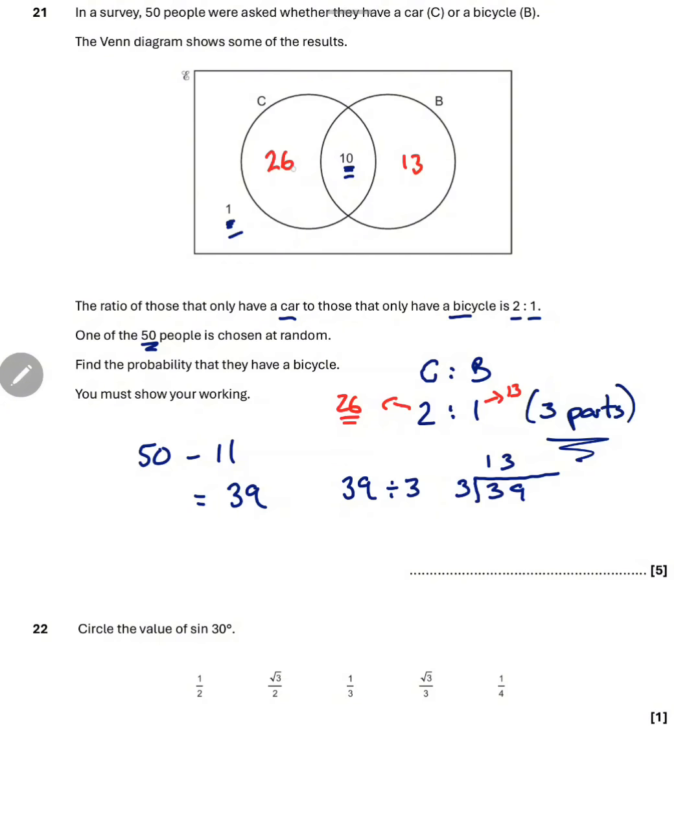Let's just double check that these add to 50. 26, 36, 39, 49, 50. Yeah, we've got the right numbers. We're then asked to find the probability that someone has a bicycle. Well, here are all the bicycle people. And it's not only has a bicycle, it's has a bicycle, even if they have a car as well. So what I need is 10 add 13, which is 23. And it's out of everyone, the 50 people.